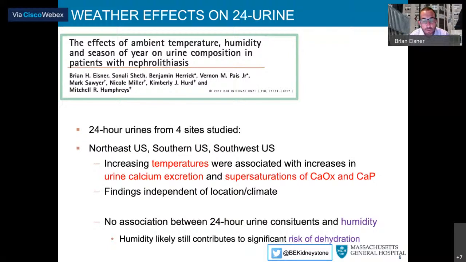What we noted, no matter what the location, was that increasing temperatures, in addition to being associated with lower urine volumes, which we know, were also associated with increases in urine calcium excretion and supersaturations of calcium oxalate and calcium phosphate. These findings were independent of both location and climate. Interestingly, we didn't find any associations with humidity. So really the driver seemed to be that the hotter places, in addition to having people with lower urine volumes, also for some reason demonstrated a higher urine calcium excretion, another risk factor for stone formation. So again, maybe some indication that environmental factors may actually be changing people's physiology.